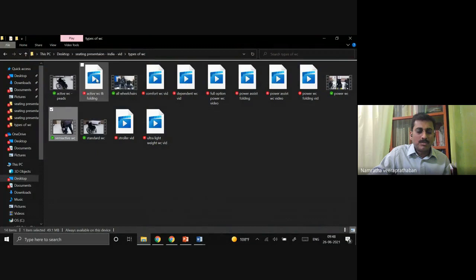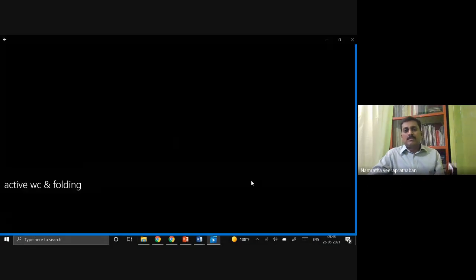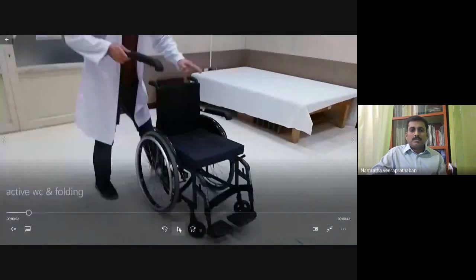Let's go to the second one, which is active folding. This is the example of active folding.